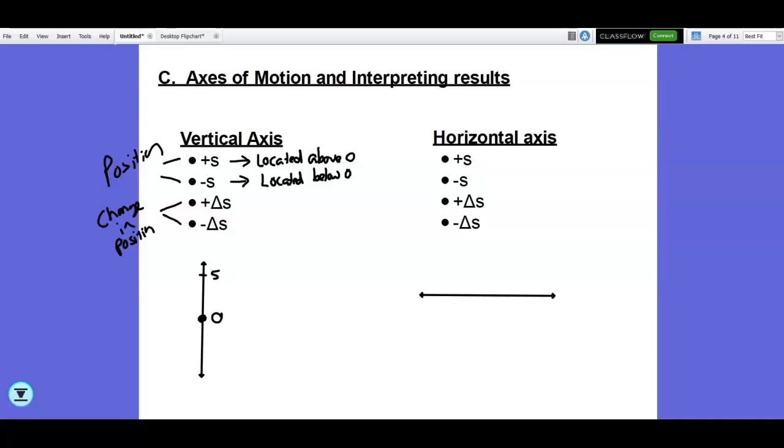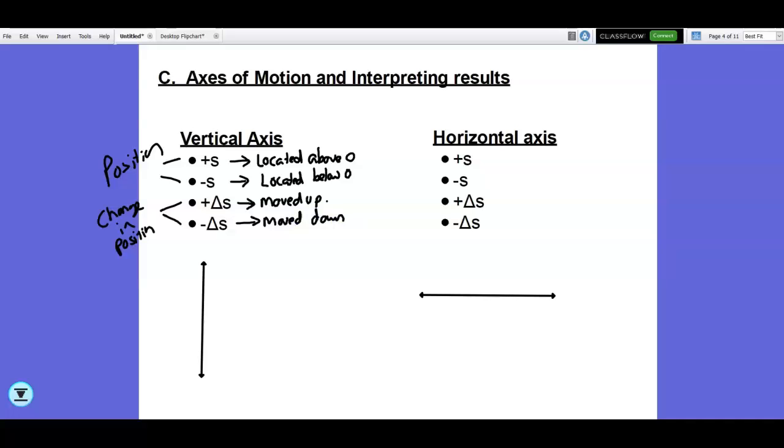Okay? Now, what about a positive delta S and a negative delta S? Well, remember, delta S represents your change in position. So if you get a positive delta S, that means that your object moved up. If you have a positive change in position, that means your object went from a lower position to a higher position. If you have a negative delta S, that would mean that your object moved down. Okay?